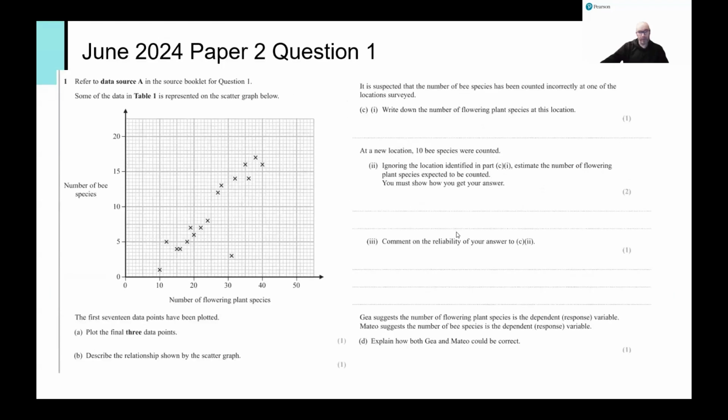So now I've got a question from 2024. We've got a scatter graph. Students need to plot the final 3 points. They would have to refer to data source A as well for this. They've got to describe a relationship shown by the scatter graph. And then for part C, they've got to use their scatter graph to answer the questions.